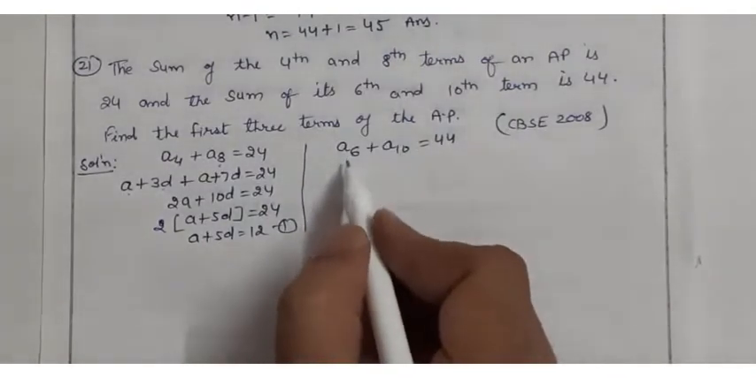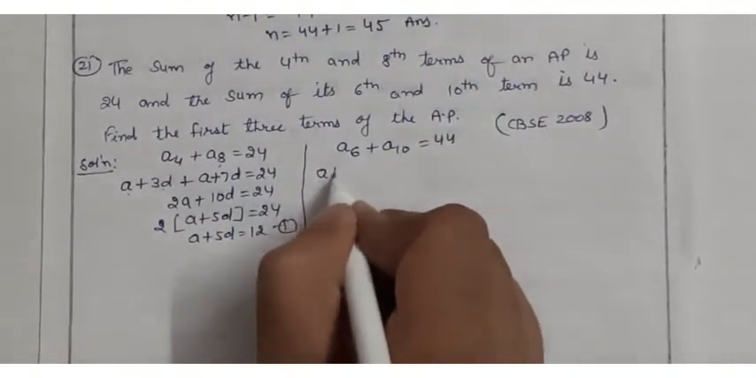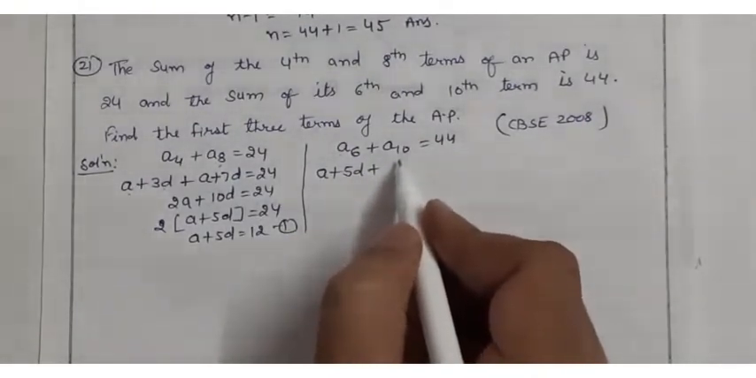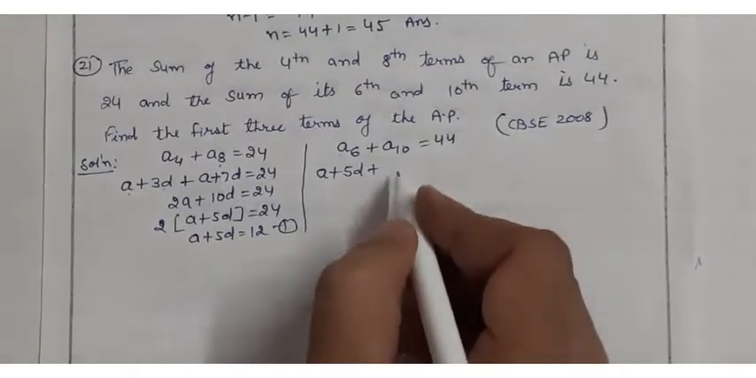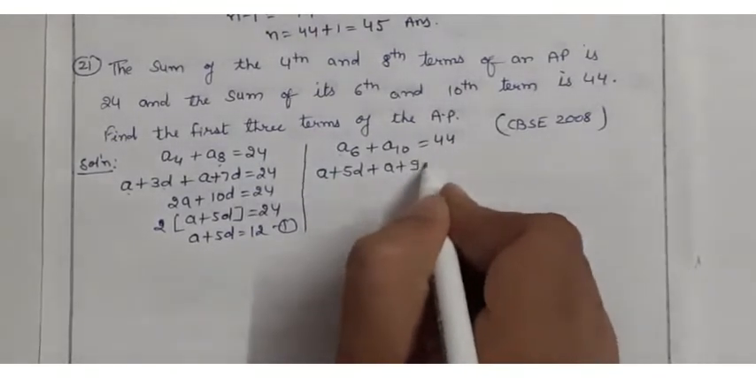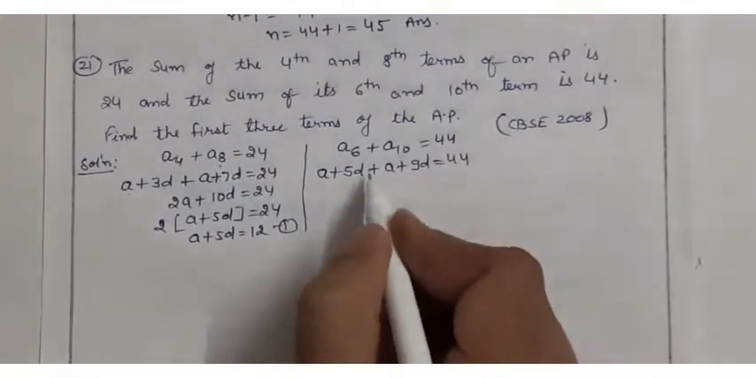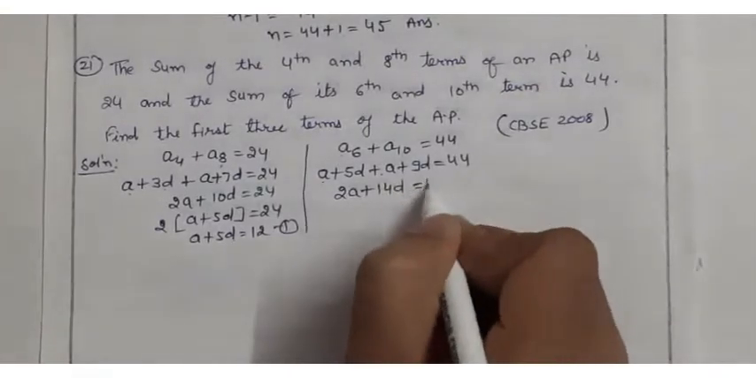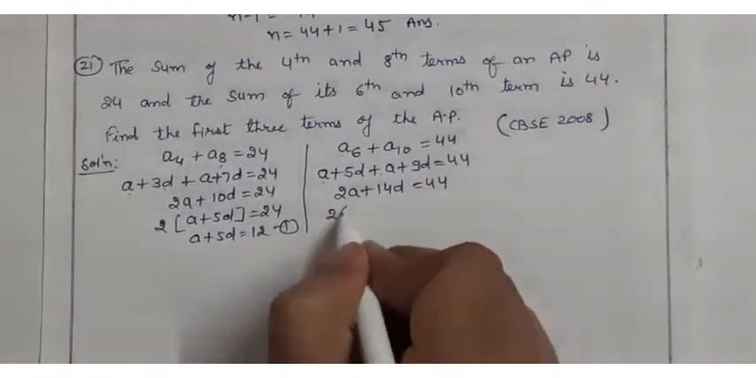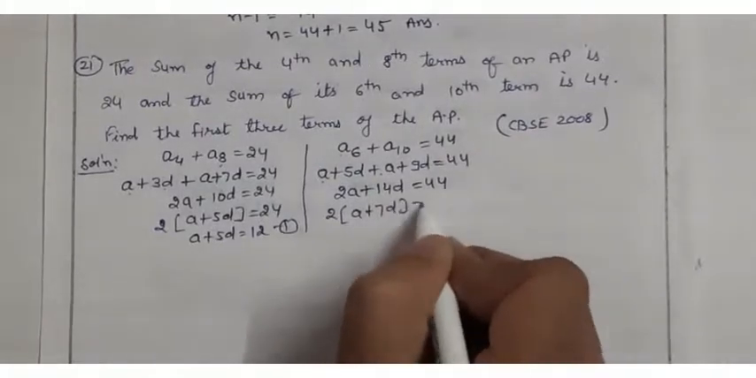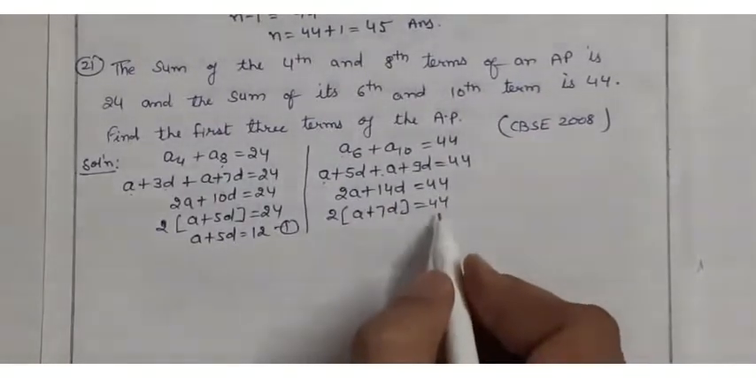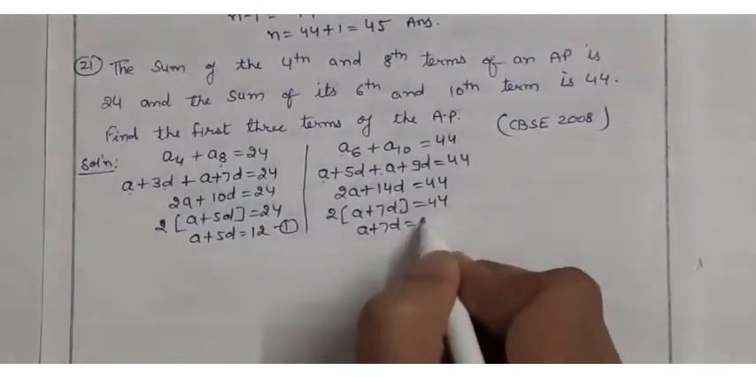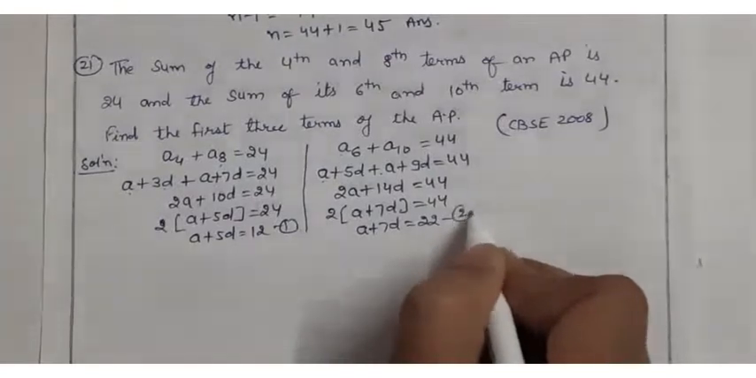Now come on to the second situation. What is given to you? A6. A6 means A plus 5D. And A10, what will be, think about it. What I have to write here, think. This should be A plus 9D. Then this is your 44. Then again 2A plus 9 plus 5, 14D is equal to 44. Okay, you can take out 2. A plus 7D is equal to 44. If you don't take out 2, then also you can get it. Then A plus 7D is equal to 44 upon 2, which is 22. This is equation number 2.